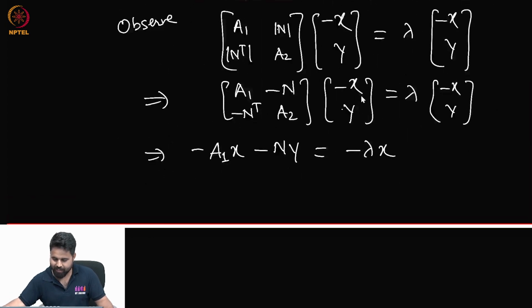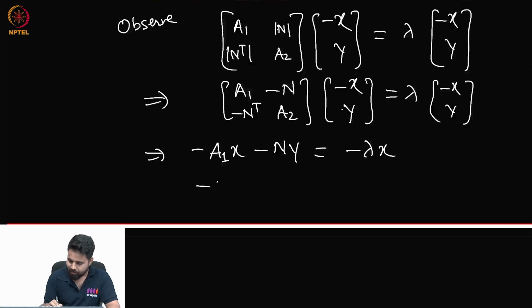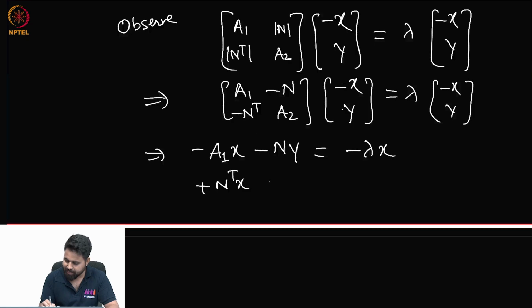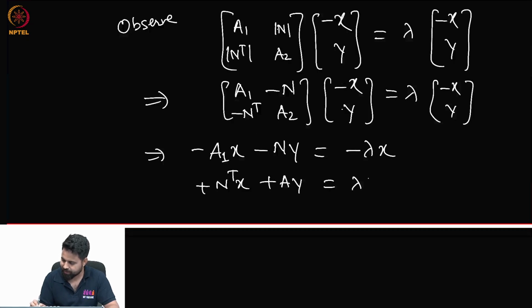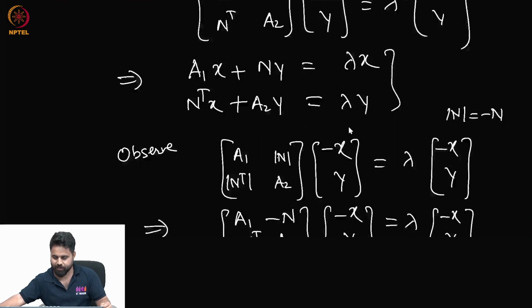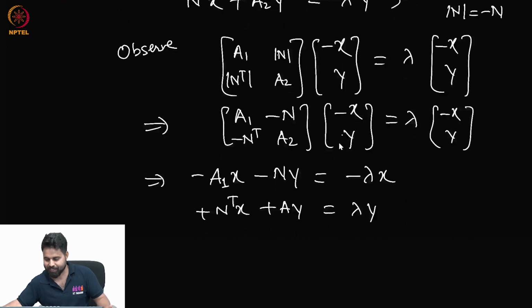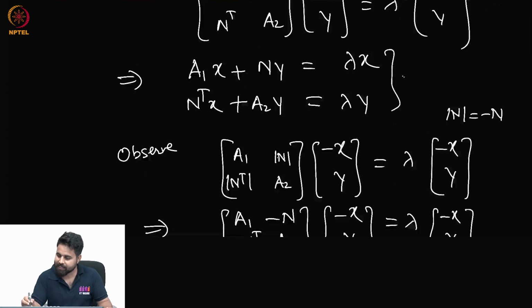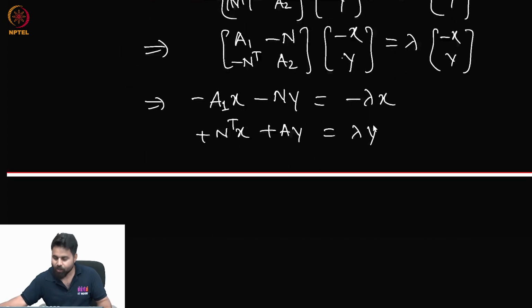And the other one is what? The other one is this: minus n, in fact plus n transpose x, plus a2y, this is lambda y. The same equation, the same thing. So from here we can conclude this. Basically it says that if this holds, this also holds. So lambda is an eigenvalue. There are n eigenvalues in both, so both are having the same spectra.